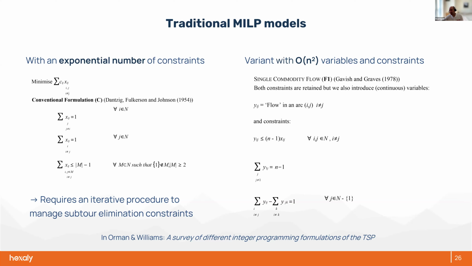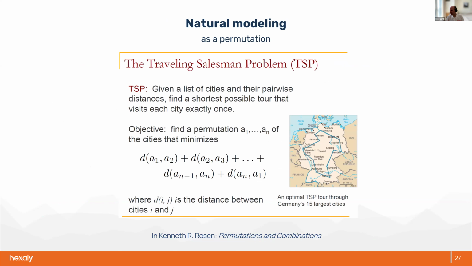But you also have plenty of formulations based on flows. So single commodity flow, multi-commodity flows. You even have books that describe all these formulations and that analyze the strengths and weaknesses of each formulation. So here, for example, Orman and Williams, you have a survey of different integer programming formulations for the TSP. But none of the formulations are close to the definition of the book.